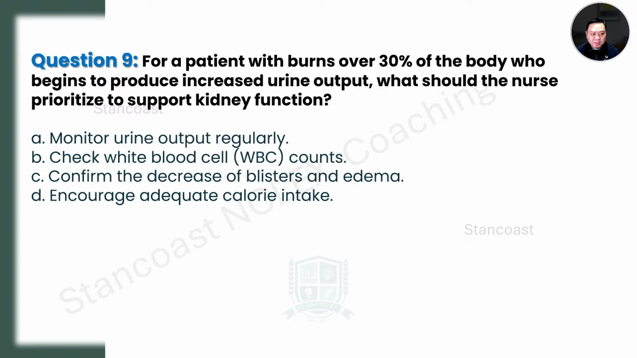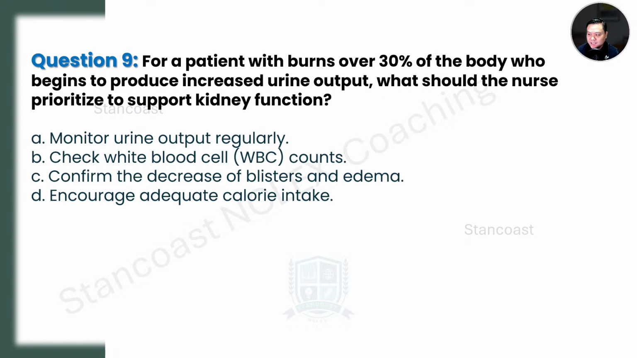Now let's have our number 9. For a patient with burns over 30% of the body who begins to produce increased urine output, what should the nurse prioritize to support kidney function? A, monitor urine output regularly. B, check white blood cell counts. C, confirm the decrease of blisters and edema. And D, encourage adequate calorie intake. What do you think?